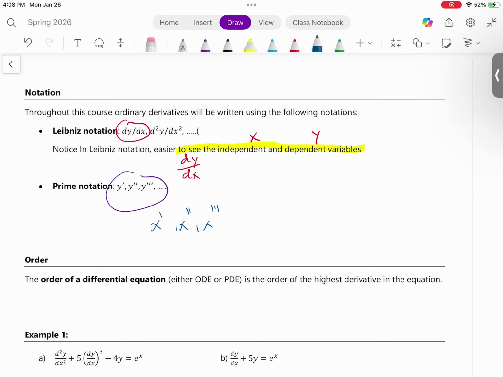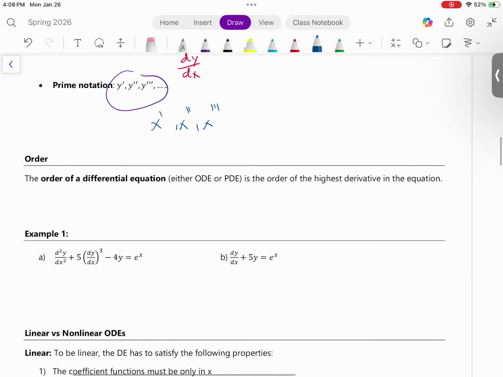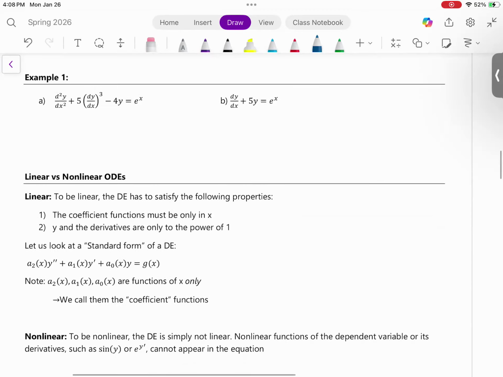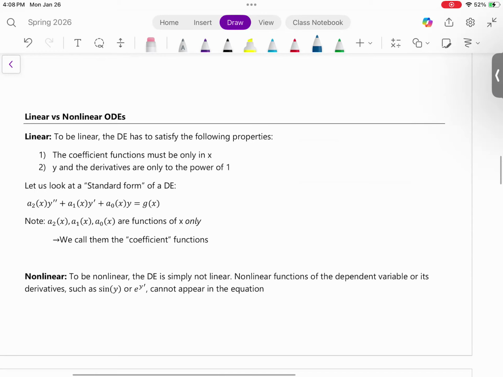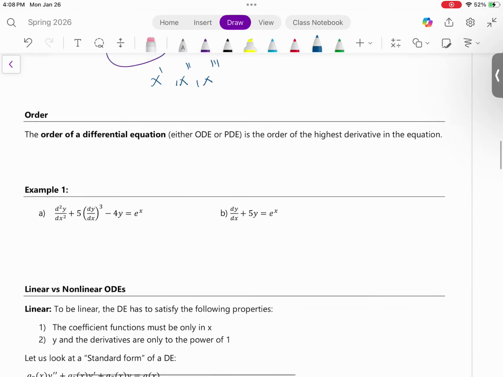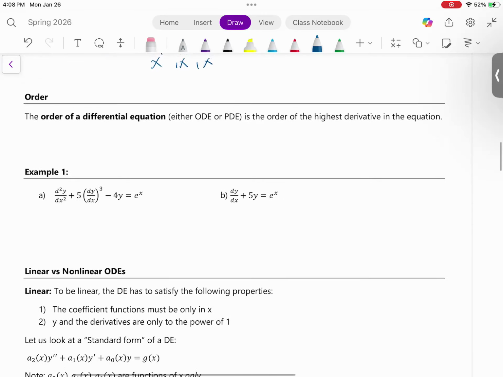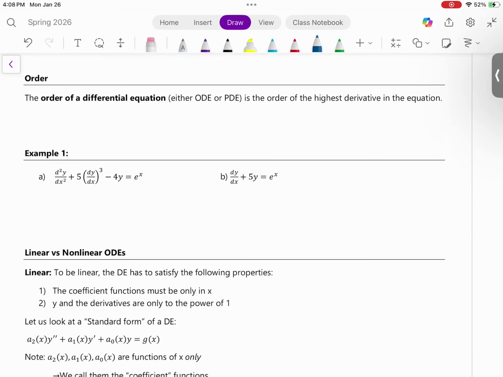Okay, so last couple things before we finish up this video is talking about order and linearity. So the order of a differential equation is the order of the highest derivative in the equation. So this is something that you probably came across in calculus 2 maybe. But order is just whatever the highest derivative is.